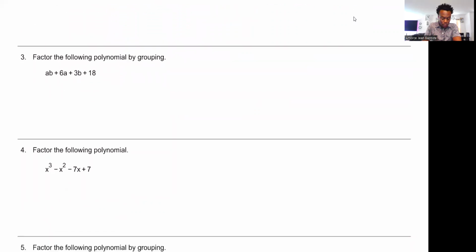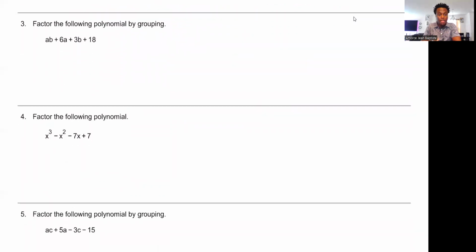Over here, they want me to factor by grouping. So we group the first two terms and the last two terms. From the first group, the GCF is A, factor it out. And then for the first term, we got B left when we factor A out. And the second term, we got 6 left.